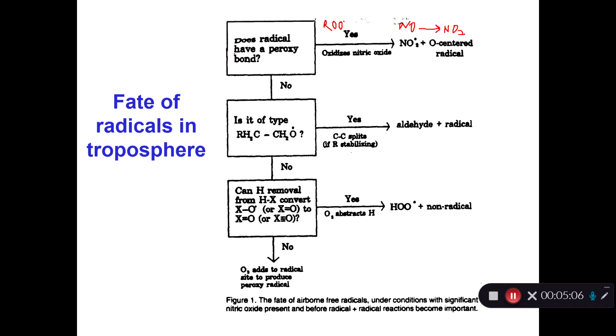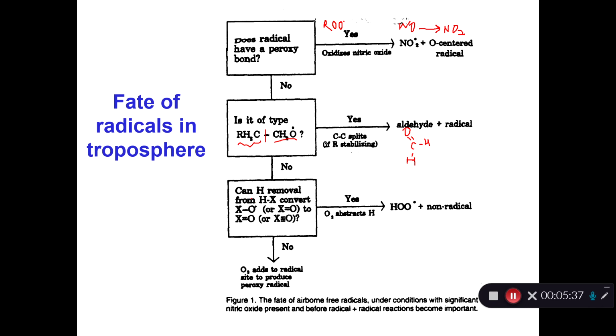If it's not of the peroxy type, does it look like this? Does it have a terminal CH2O dot? If so, then you can split this carbon-carbon bond right here, and what you're going to split off is formaldehyde, H2C=O, with the two H's here. That's formaldehyde. So formaldehyde splits off, and then this thing is now a carbon-centered radical.